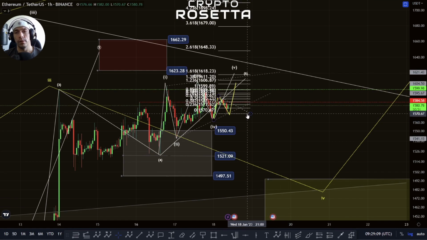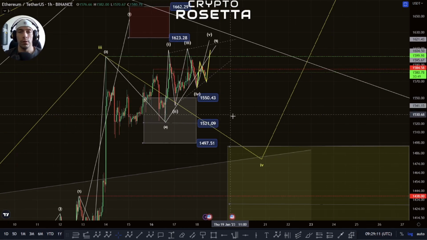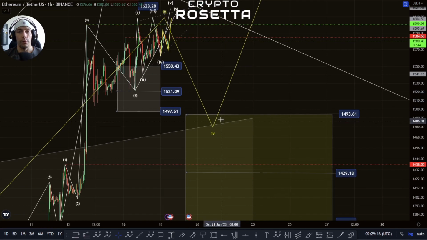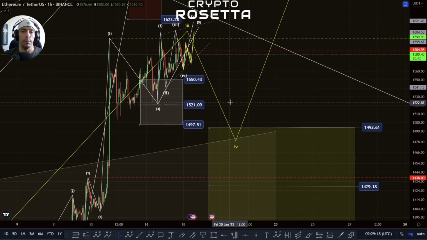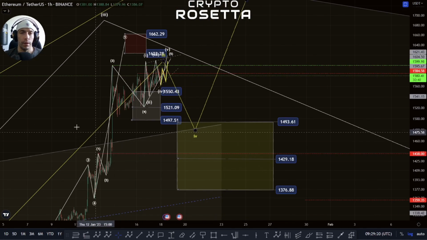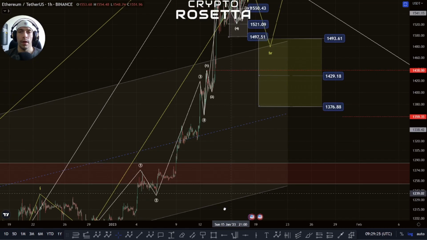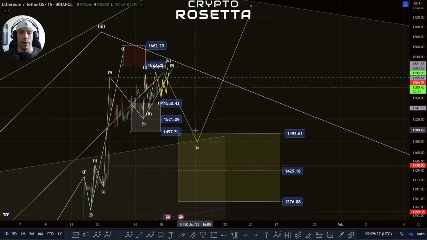If that is the case, what we'd then be looking for is the potential to start to drop off for this yellow fourth wave. We've been waiting to see a bigger structure develop for this fourth wave, and basically that is matching up against this first wave down here. So we haven't really seen anything that big yet.